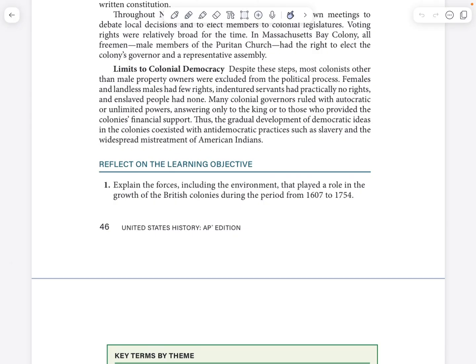Many colonial governors ruled with autocratic or unlimited powers, answering only to the king or to those who provided the colony's financial support. Thus, the gradual development of democratic ideas in the colonies coexisted with anti-democratic practices such as slavery and the widespread mistreatment of American Indians.